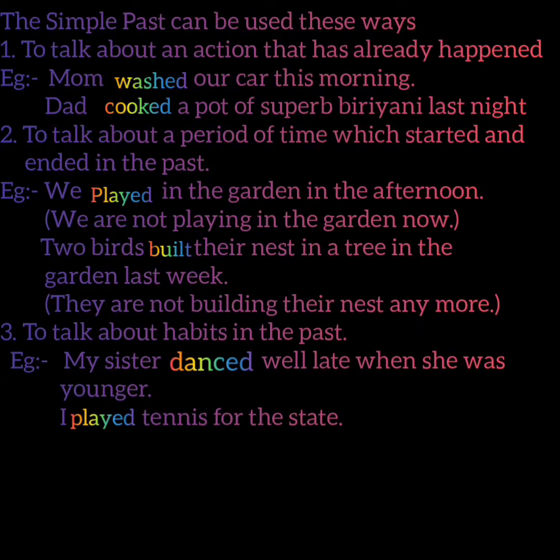Next one, I played tennis for the state. Now he is not playing tennis for the state, but he played once. So we are using simple past in these three ways: to talk about an action that has already happened, to talk about a period of time, and to talk about habits in the past.